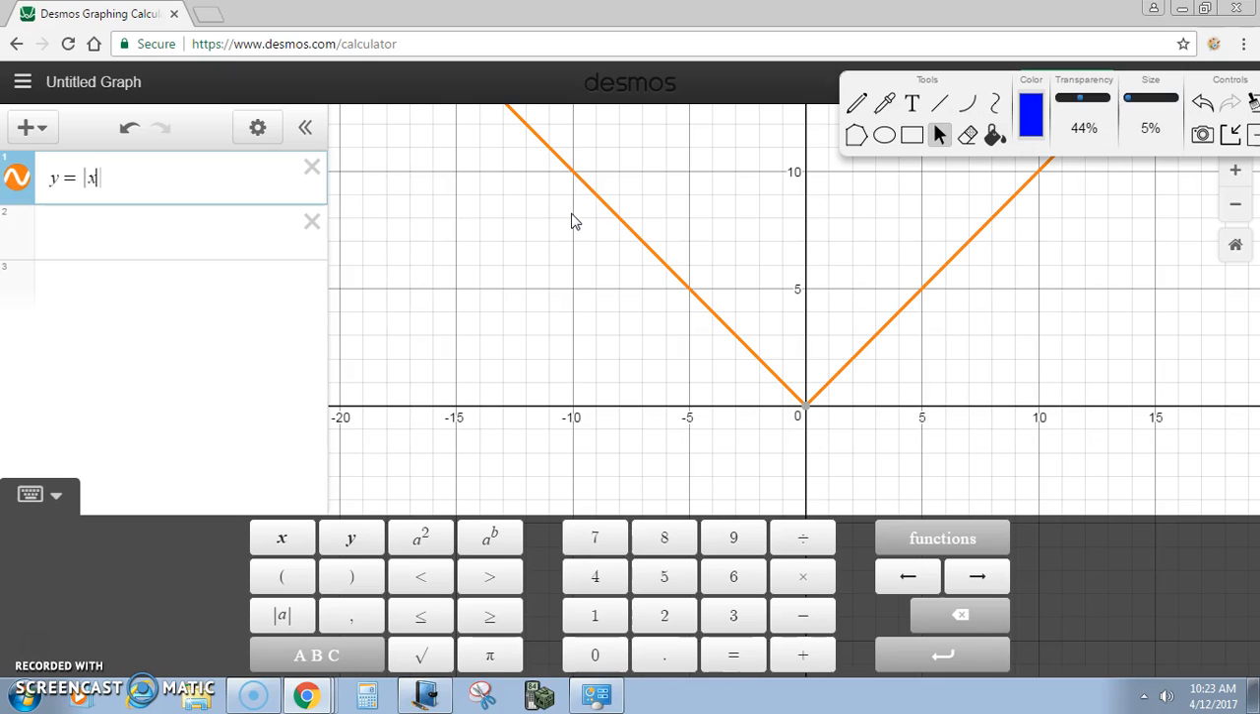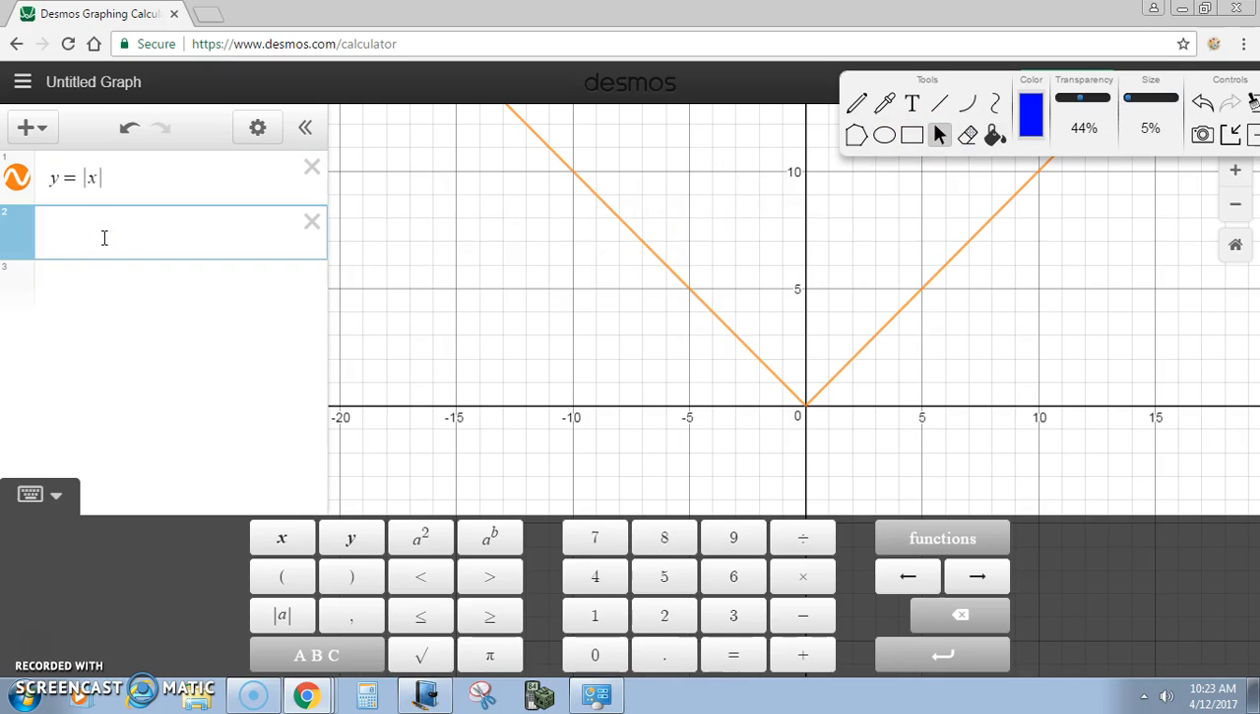So what does the absolute value function look like? It looks like a V here. This is our parent function for the absolute value. It's just the x inside of the two bars, and it's under the math button if you're working on the TI calculator. Okay, so let's just go through one at a time.